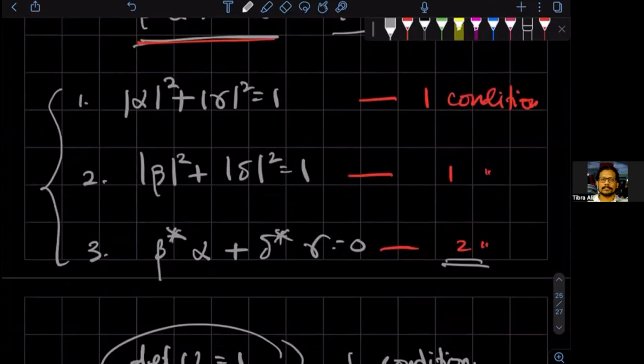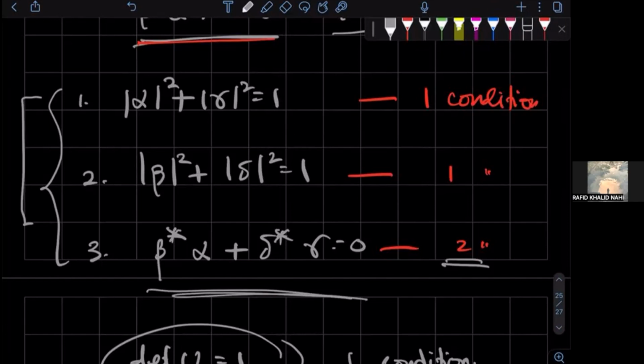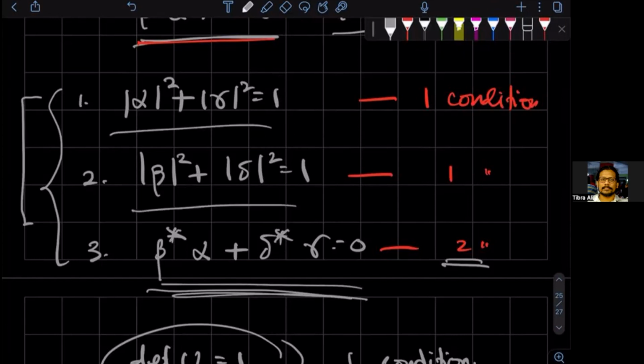Because these just come from unitarity. Sir, my question was that since they're the same condition, they don't really reduce the number of independent variables. So all 3 together should have 3 independent conditions, and the determinant one should add up to 3. No, this is a complex condition. These are real equations, but this is a complex equation. Oh, okay, yeah.